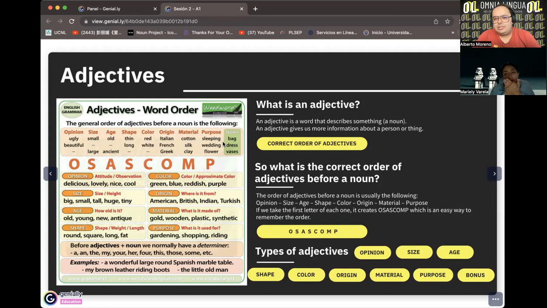Digo, no pasa nada si los cambias cuando estás hablando, la gente te va a entender. Pero sí es importante que respetes el orden al momento de estar escribiendo un reporte, porque en español es muy informal utilizar adjetivos al momento de escribir algo formal, algo que se tiene que entregar de trabajo, pero en inglés sí se puede utilizar. Nada más de que sigas el orden correcto, que es este. OSASCOMP.